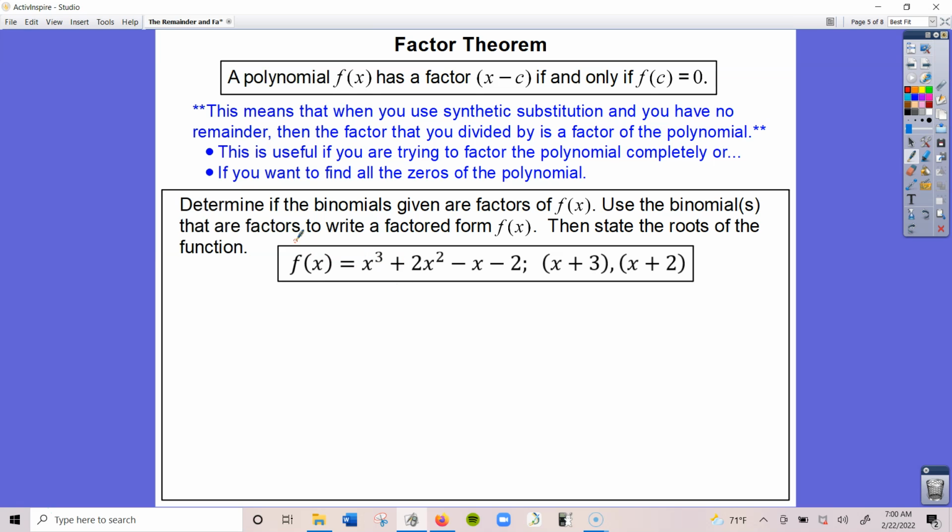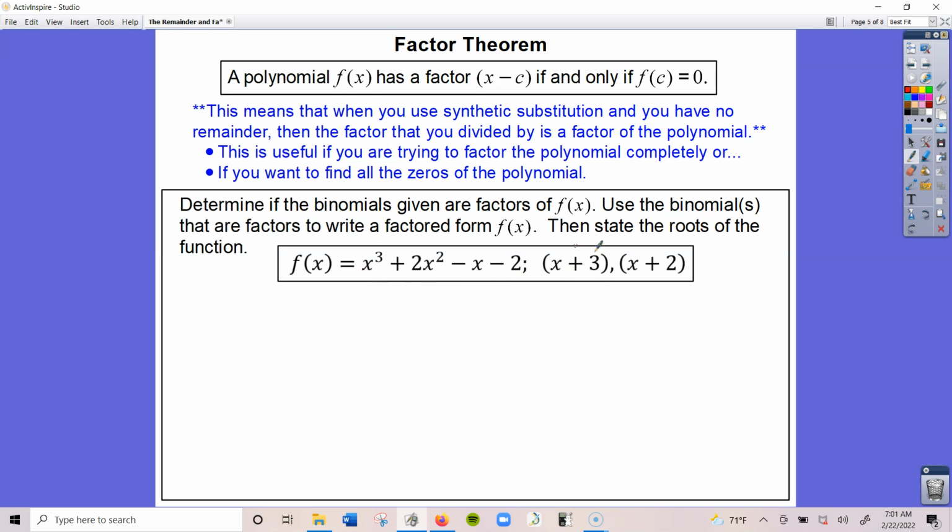So sometimes it's a lot of factors, but let's have a look at this particular example. Determine if the binomials are given factors of f of x. Use the binomials that are factors to write a factored form of f of x. Then state the roots of the function. So you're doing two things here. You're finding the factored version of the polynomial, and you're finding the roots, which, remember, roots is just another word for the zeros or the x-intercepts of your polynomial.